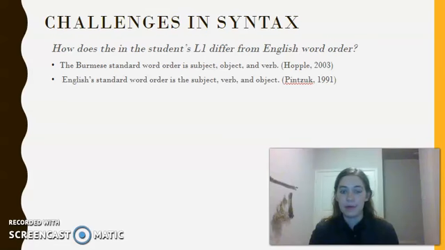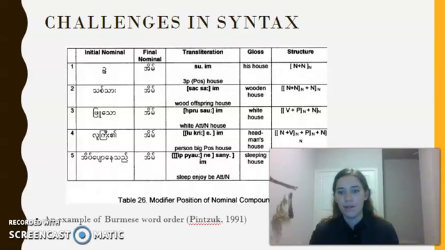And Burmese standard word order is subject, object, verb. English's standard word order is the subject, verb, and object. Here are a few examples of the challenges specifically in syntax that educators will be helping their students work through.